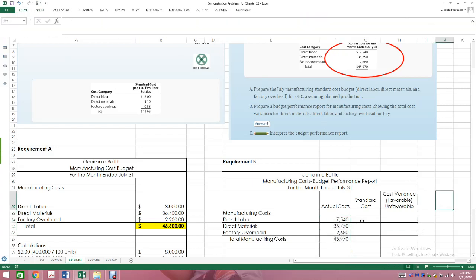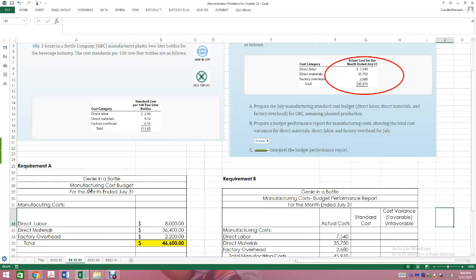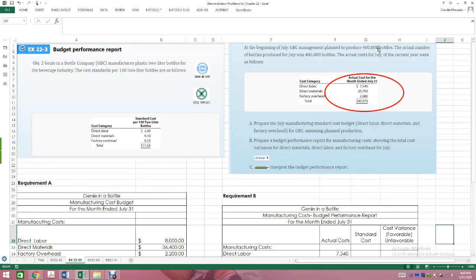Now we need to do our standard cost. Now we did calculate standard cost here, but be very careful because these standard costs are for the production of 400,000 bottles. Now, how many bottles did we actually produce? These actual costs are associated with manufacturing 406,000 bottles. We manufactured more than what we had anticipated. So, because we manufactured more, we can't compare oranges to apples. We need to make them match.